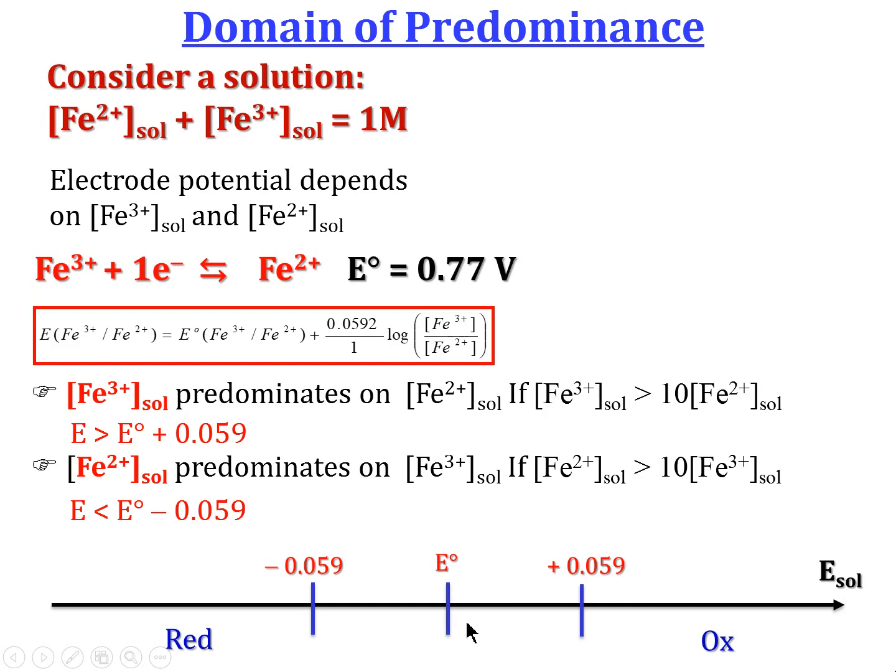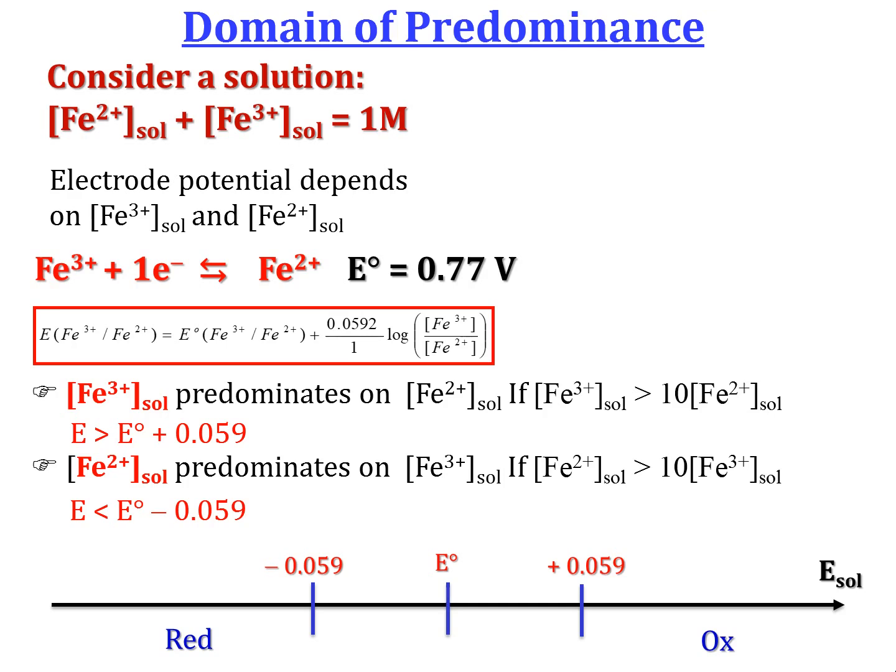For a potential E of the solution between E0 minus 0.0592 and E0 plus 0.0592, the oxidant and the reductant codominate. This is the same analogy used in acid-base. If pH is less than pKa minus 1, the acid predominates, which is the donor. Here, if E of the solution is less than E0 minus 0.0592, the reductant predominates. And the same for the oxidant domain and the base domain.